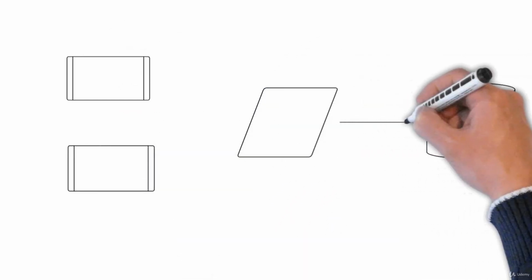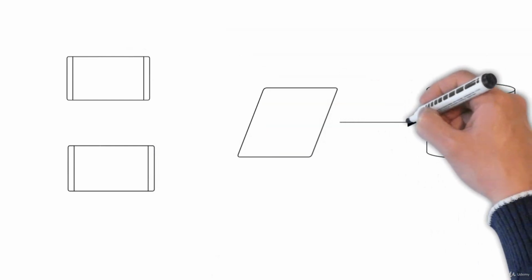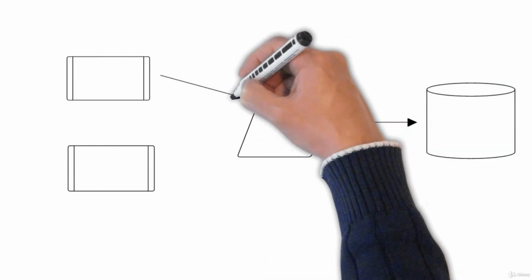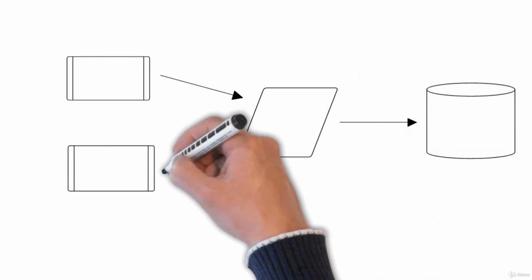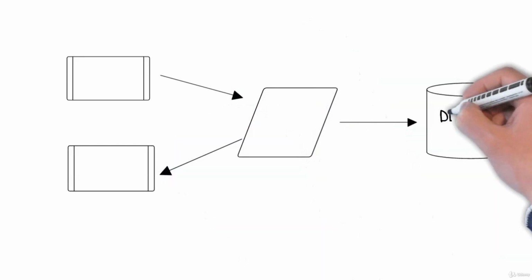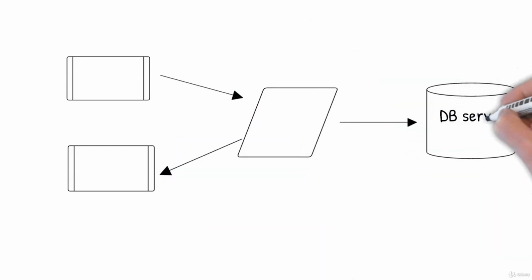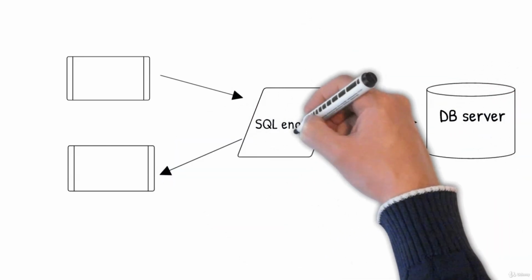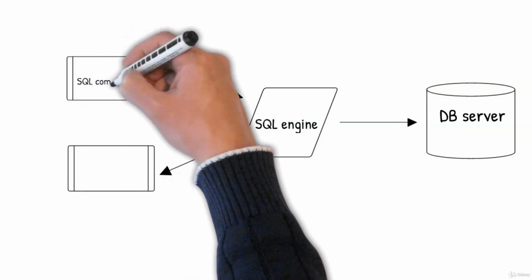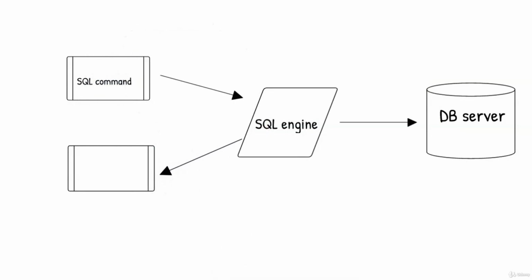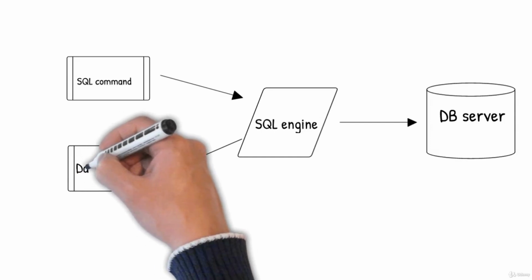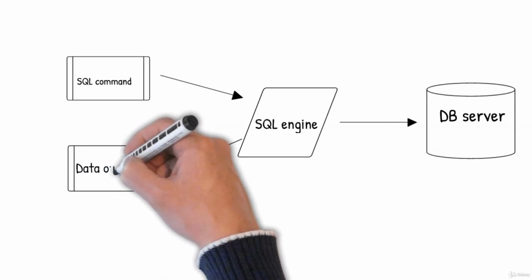Now here it is a typical process flow diagram for fetching the data from the database server. So what happened here is this is the database server and this is the SQL engine. So what happened here is that from here the user is going to issue a SQL command, and from the SQL engine is going to fetch the data from the database server and it will retrieve the output to the user machines.